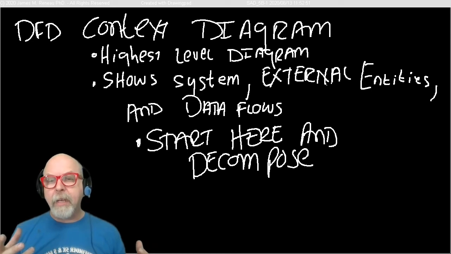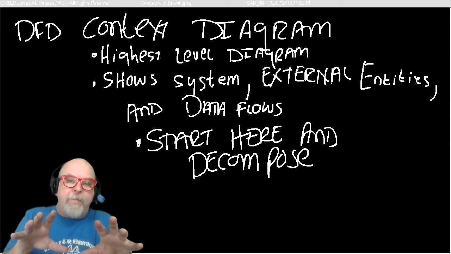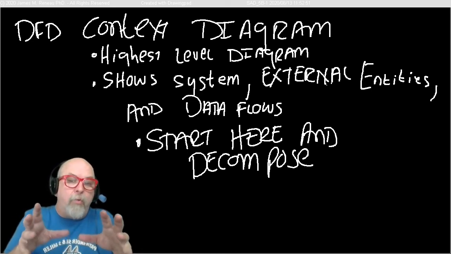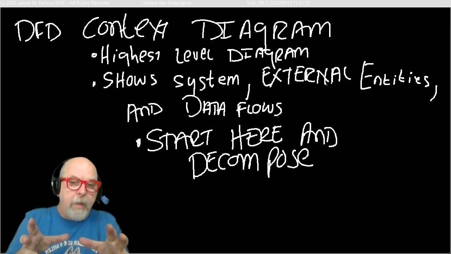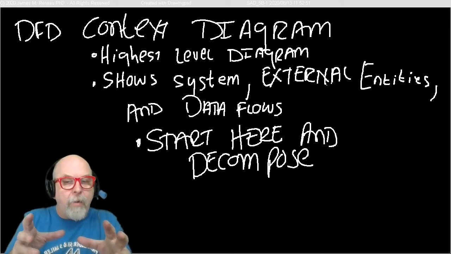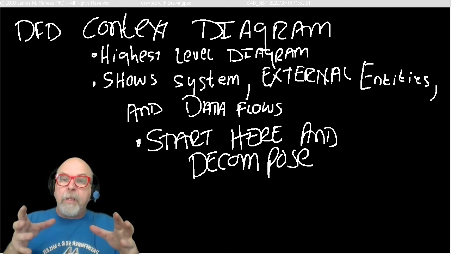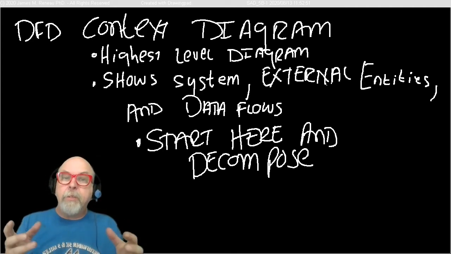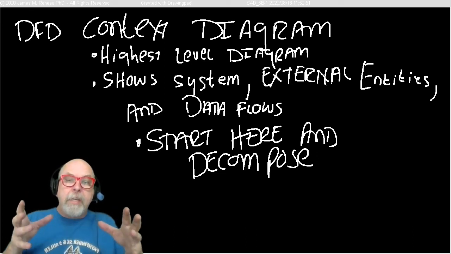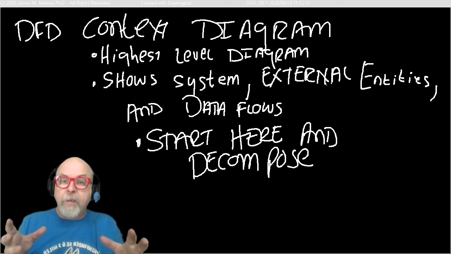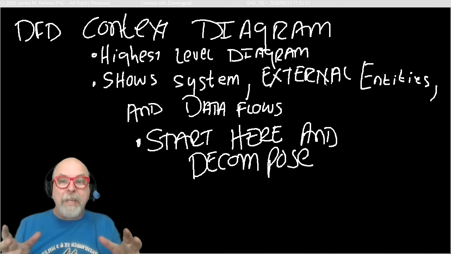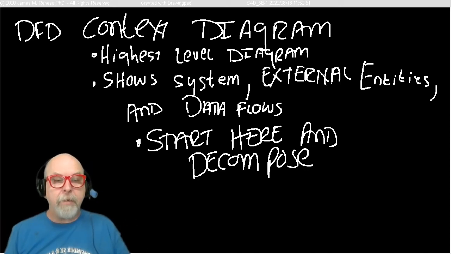In the context of this class, we kind of start with a context diagram. That's why I'm showing it at this point. I'd like you to look at a problem and draw the context diagram. And then let's take the context diagram and decompose it into the level 0 diagram as we learn more about the problem. So let's start here and we'll decompose these context diagrams into level 0 diagrams.